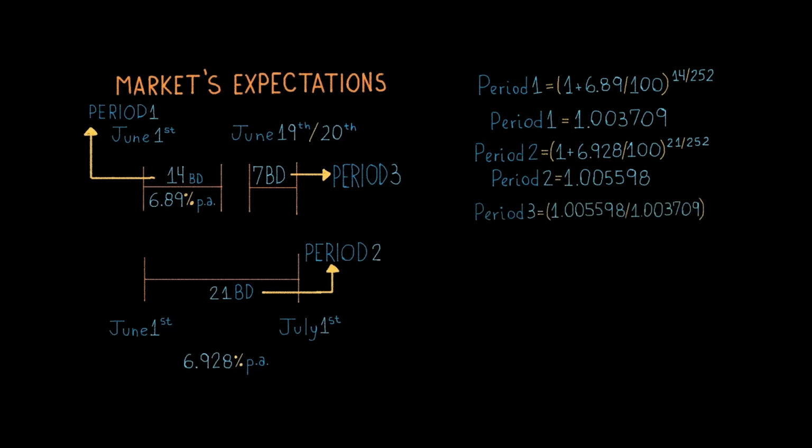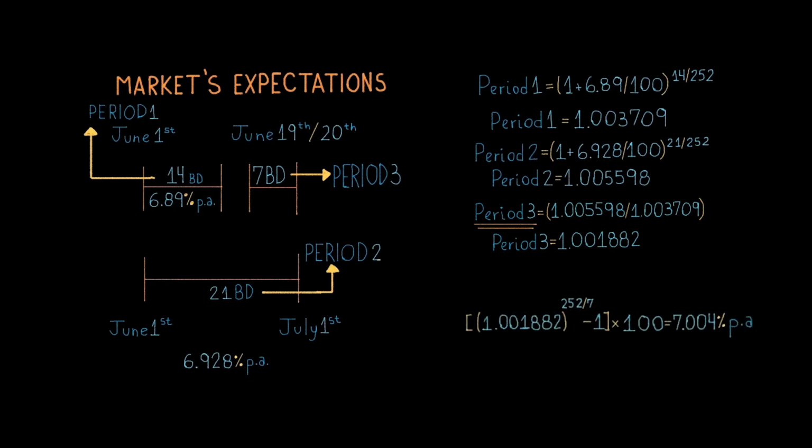For Period 3, the factor and conversion into rate is given by the following calculation. The Period 3 factor will correspond to 1.005598 from Period 2 divided by 1.003709 from Period 1, resulting in 1.001882. The conversion to rate is given by the factor for Period 3, 1.001882, raised to 252 over 7, minus 1, times 100. The result is 7.004% per annum. Therefore, in Period 3, the rate is 7.004% per annum.